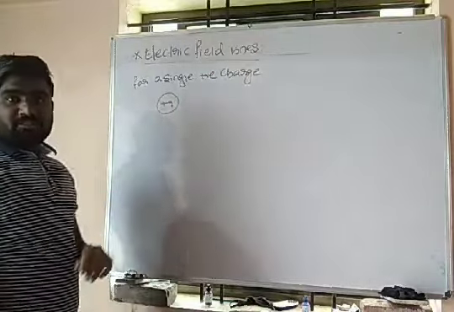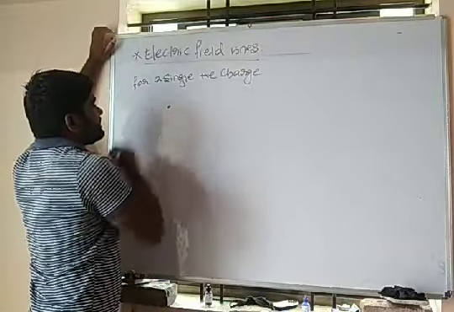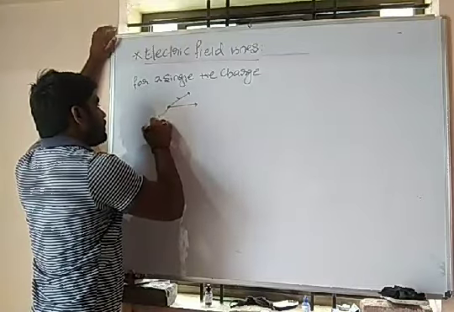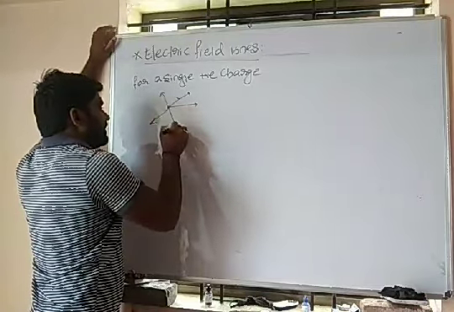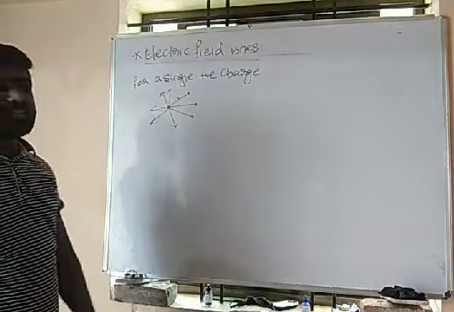For a single positive charge, then what happens here? The electric field lines are radially outward. These are radially outward for a single positive charge.